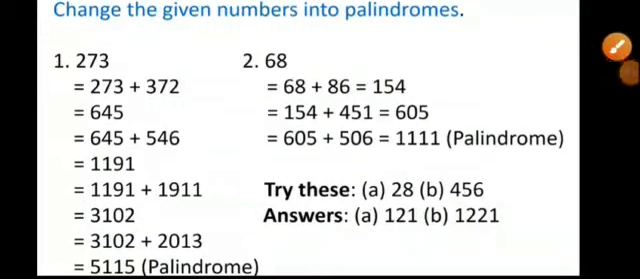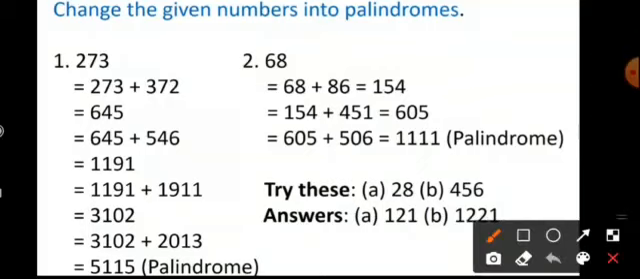Change the given number into a palindrome. It means we have to change the given number into a special number, because the given number is not a special number. So first, 273 is given. It is not a special number, right? So we have to reverse it.